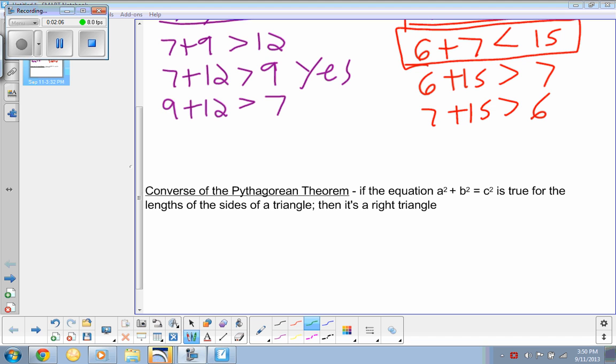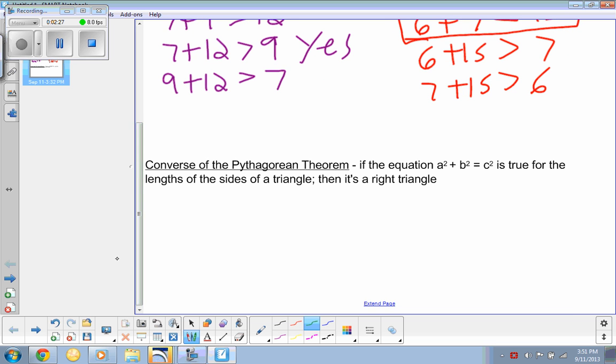Okay, then the other one we're going to do today is the converse of the Pythagorean theorem. And we've actually done this before. We just have not called it this, but this is the technical term for it. If the equation a squared plus b squared equals c squared, which is the Pythagorean theorem that we've been covering the last few days, is true for the lengths of the sides of a triangle, that triangle is a right triangle.